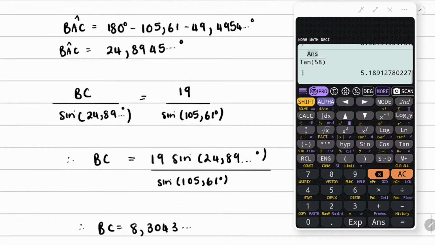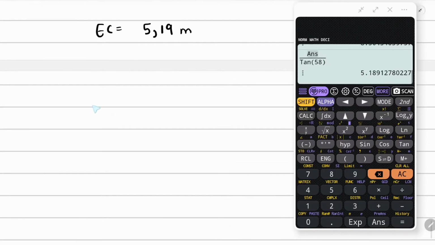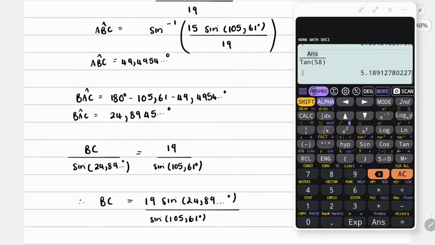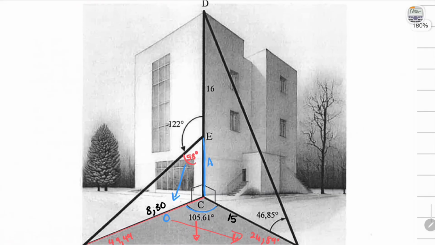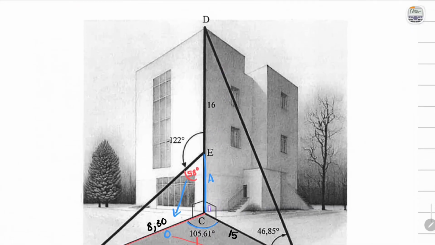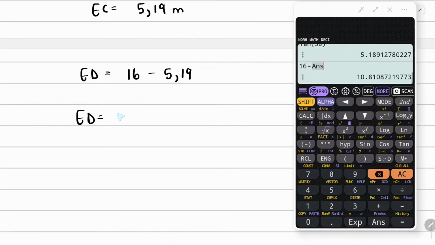Okay, we should have also said that for BC. This is meters. Okay, so now that we have that, we can finally find this. So we were looking specifically for the length of ED, and you can see now that to find ED, you will simply take the entire length of DC and then say minus EC, and that will give you ED. So ED is equal to 16 minus 5.19, and that will be ED. Okay, which is just going to be 10.81 meters, and that is our final answer.